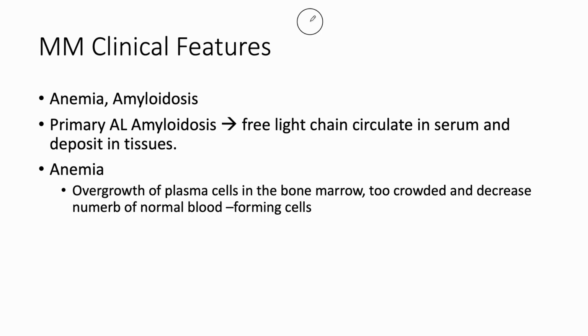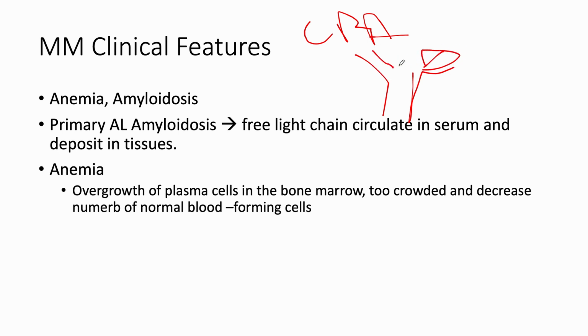It's going to be, like I said, there's C, we finished R, now we're on A. A is going to be anemia and amyloid. What's primary AL amyloidosis? It's going to be free light chain circulating in the serum, and they also deposit in the tissues. Where is this amyloid coming from? Well, these are because the plasma cells are obviously not working anymore. So instead of producing a heavy chain and also a light chain, they're only making the light chain. So these light chains over here and this light chain over here.